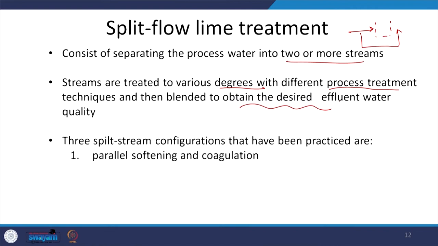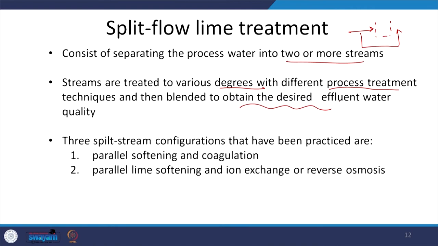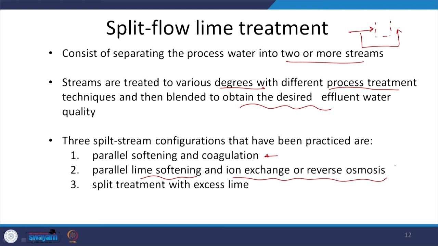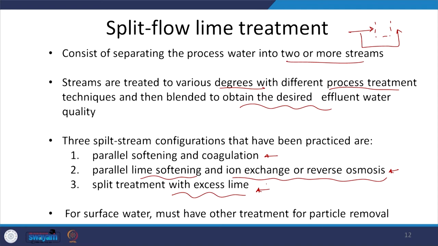So that's the relevant principle here. There are different split stream configurations, three split stream configurations, I guess. We can have parallel softening and coagulation, parallel lime softening and ion exchange or reverse osmosis, which we are going to discuss later. And split treatment with excess lime. Different configurations, but you don't need to obviously mug them up, I'm just mentioning that here.